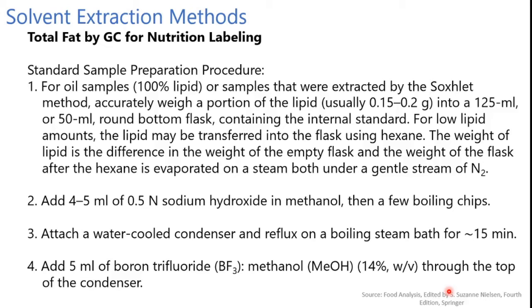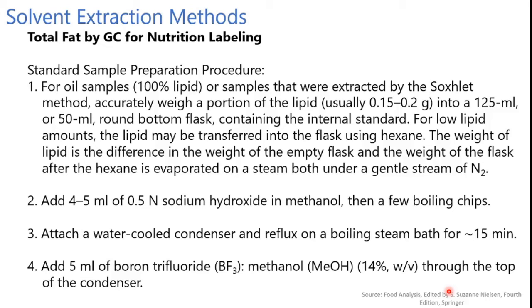lipid is then the difference between the weight of the empty flask and the weight of the flask after hexane is evaporated on the steam bath under a gentle stream of nitrogen. Then into that we add 4 to 5 ml of 0.5 normal sodium hydroxide in methanol, and then add a few boiling chips. Then we attach the water condenser to it and reflux for 15 minutes in the steam bath.